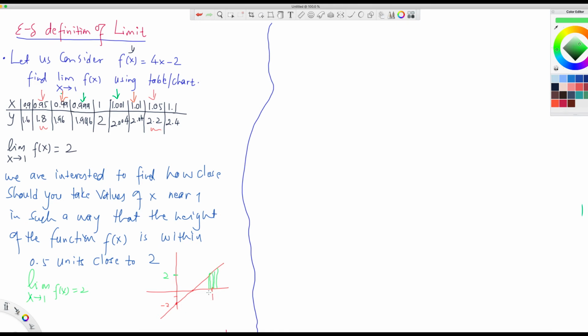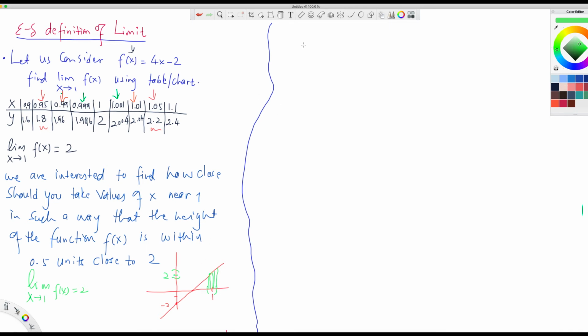Now the idea is, if you want the height to be within a certain distance, 0.5 units. So if you want the value of f(x), or the value of y, within 0.5 units from 2, that means 1.5 through 2.5. Okay, then how close should you take the values here for x? That's what you were trying to find out. Again, if you want to be within 0.5 unit close for f(x), how close should you be for x? How close to 1 should you go?